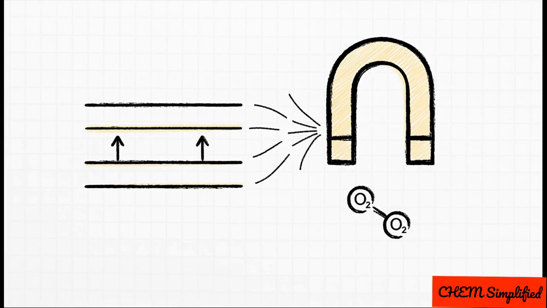MO theory is the only simple model that correctly shows O2 has 2 unpaired electrons. Those 2 little electrons are the culprits. They act like tiny little bar magnets, and that is precisely why liquid oxygen sticks to a magnetic field. It's just a beautiful confirmation of the whole theory.